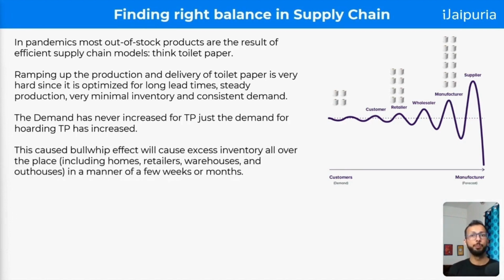This caused the bullwhip effect in the supply chain, which leads to excess inventory all over the place, including your home, your retailer, and your warehouse. But this excess inventory will stabilize because that's a functional product, and people will still purchase it because they use toilet paper in their day-to-day life. And not only toilet paper, I think the same situation happened with PPE kits as well.